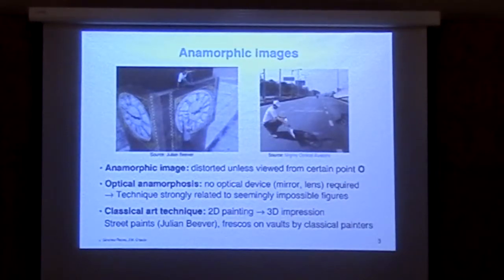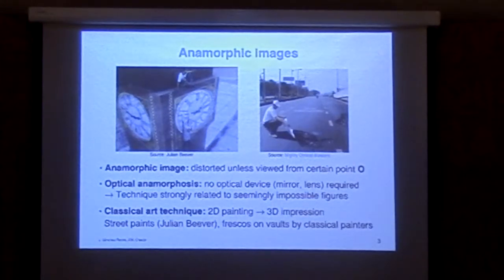And in fact, impossible objects are related heavily to what are called anamorphic images. An anamorphic image is just something that is distorted and only looks right once again from a certain point. And there are many types of anamorphosis. This is an optical one, which means that no optical device, no mirror, no lens is required. And this is a classical art technique used in paintings to give a 3D impression. It has been used since the Renaissance by classical painters when they drew those frescoes of the vaults in churches. In street painting, there is a British artist whose name is Julian Beever, and he draws with chalk on the sidewalks those nice pictures you see here.